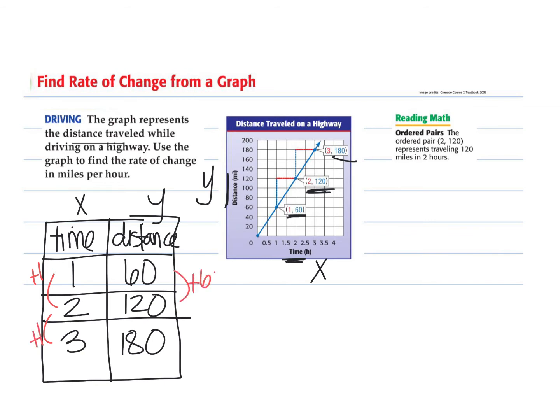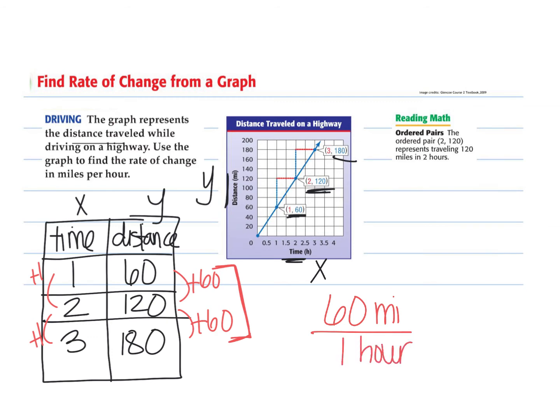This is going up by 60 miles every single time. So now we take our change in y, which is 60, because every single time our data is changing by 60. So we take 60, and remember that's miles, over 1 hour, because that's only going up by 1 hour. So I divide that, 60 divided by 1 is 60, so it would be 60 miles per hour.